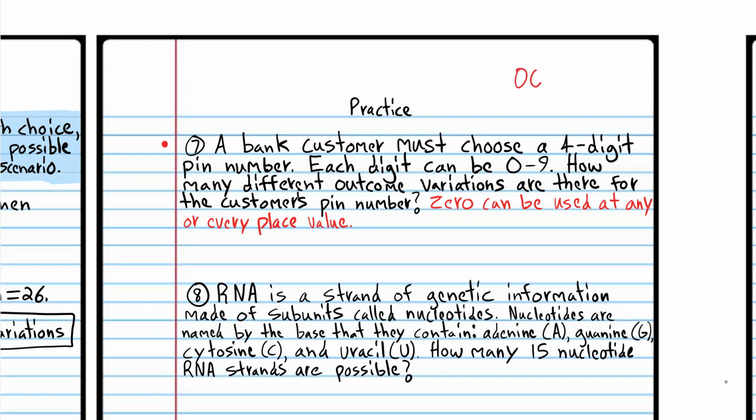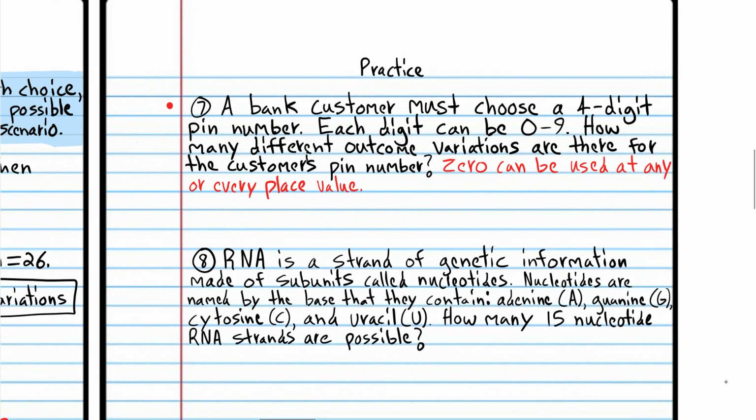So I could choose 0, 0, 0, 0. Now, realistically, the bank is probably not going to let me choose that number, but let's just say that they would. I can choose 0, 1, 2, 3. Or I can choose 1, 0, 2, 0. Or I can choose 1, 2, 2, 2. So any number from 0 to 9. So how many different outcome variations are there for the customer's PIN?